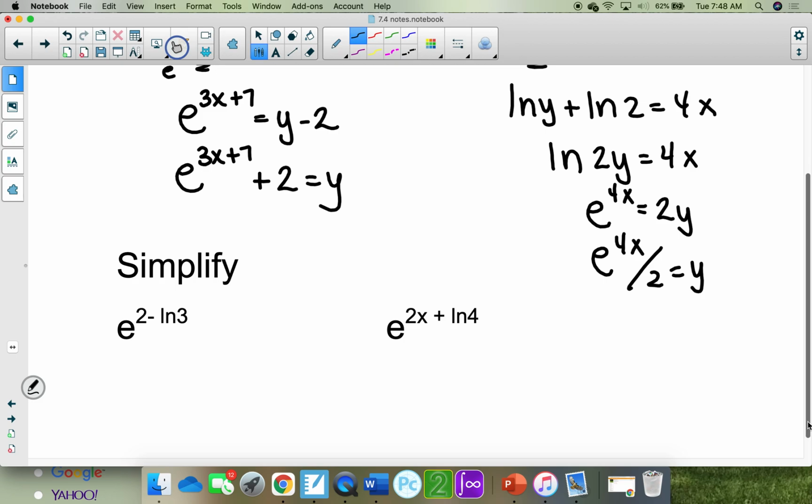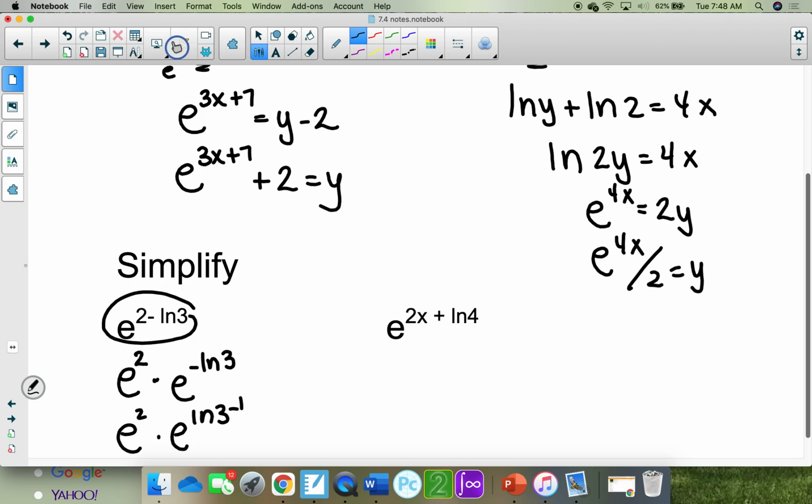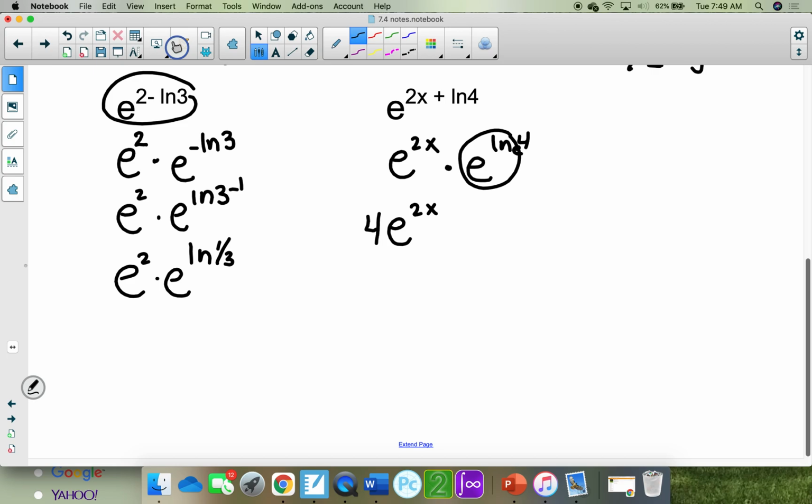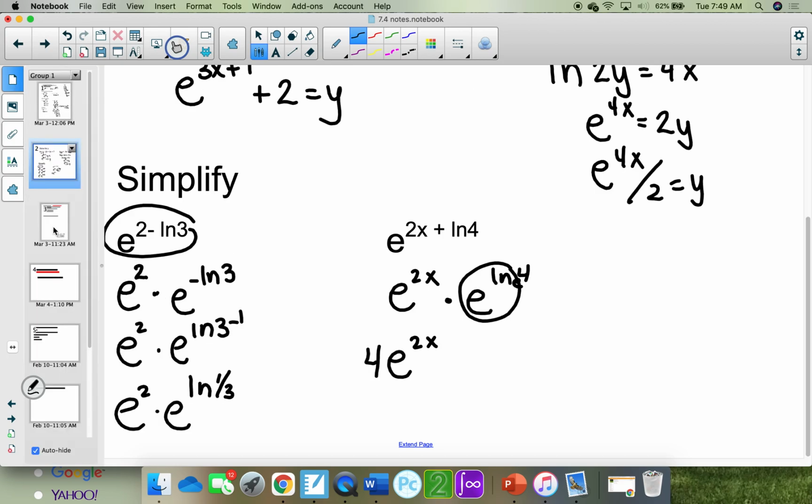This is the same thing as e to the second times e to the negative natural log of 3. You could write it like this, or you can write it like this. And then this is the same thing as e to the second times e to the natural log of 3 to the negative 1, which is the same thing as e to the second times e to the natural log of 1/3. Same thing with this, you can split this up and put a multiplication sign. Bases are the same, you would have added your exponents. This would have been e to the 2x, and there's a little e here, so the rule says you can cancel this out, so there's a 4 in front. So these are all just quick little rules from natural logs.